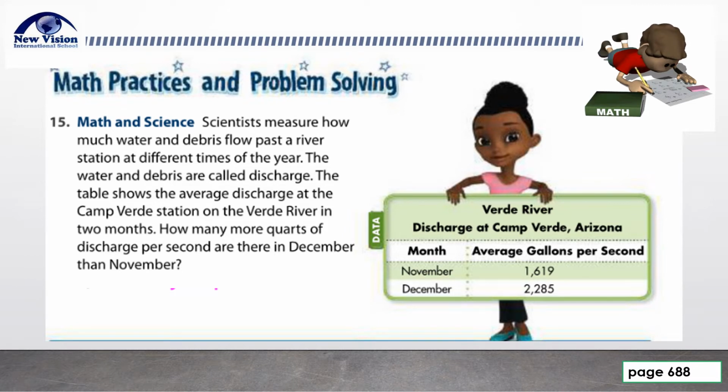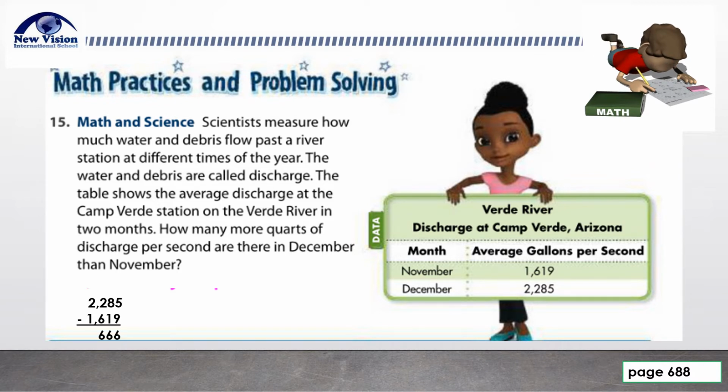Look at the table. We have the Verde River discharge at Camp Verde, Arizona. So the month December and November. Average gallons per second. November 1,619 and December 2,285. So first, we're gonna subtract 2,285 minus 1,619. Do your calculation, it will be 666.